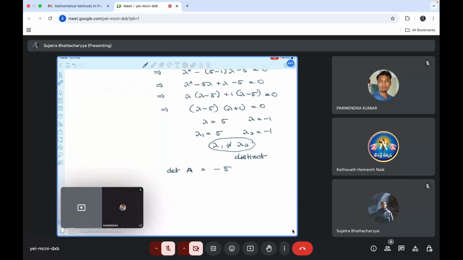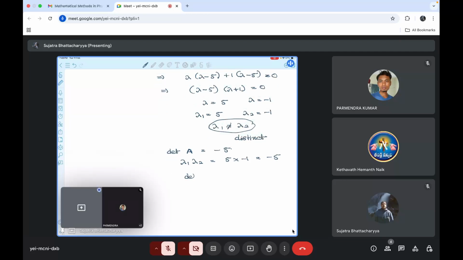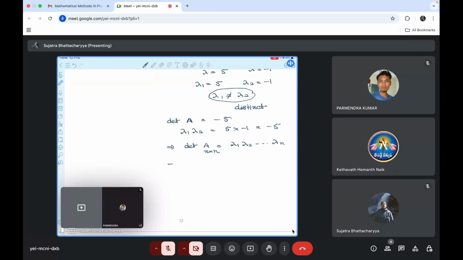The determinant of A is minus 5, right? Now, if you just multiply lambda 1 into lambda 2, what will happen? It's 5 into minus 1. See, this is minus 5. So remember, the determinant of any matrix is the product of its eigenvalues, lambda 1 into lambda 2 and so on up to lambda n, if A is an n by n matrix. This is one of the important properties. Second, there is a thing called the trace of a matrix. What is the trace of a matrix? It is nothing but the sum of the diagonal elements.